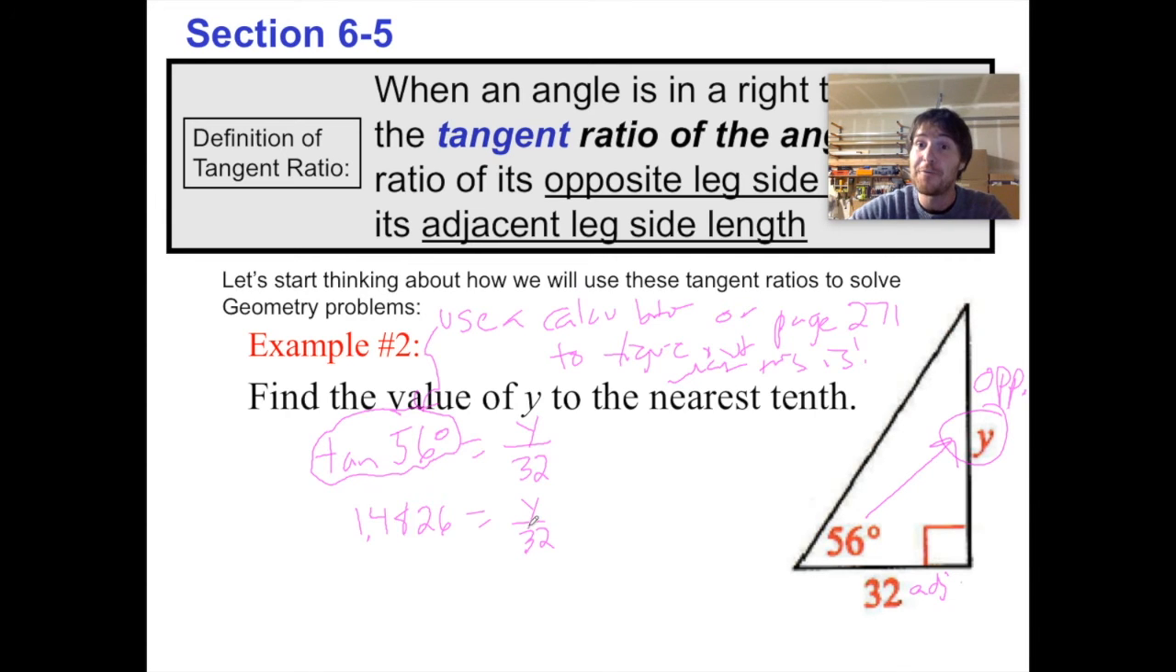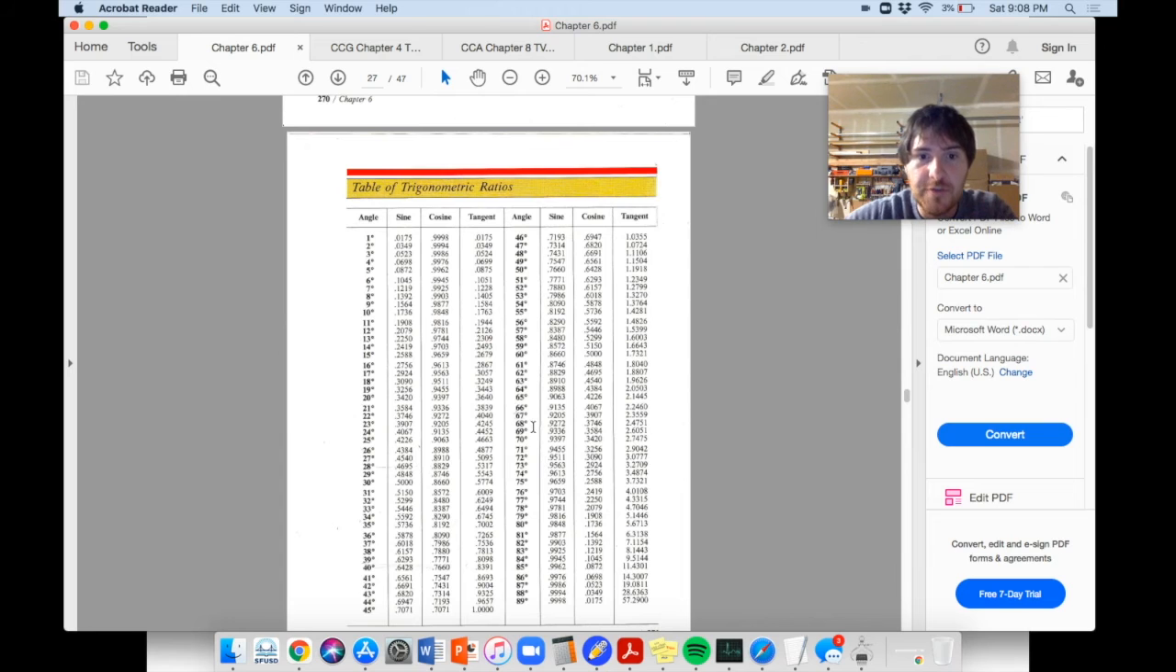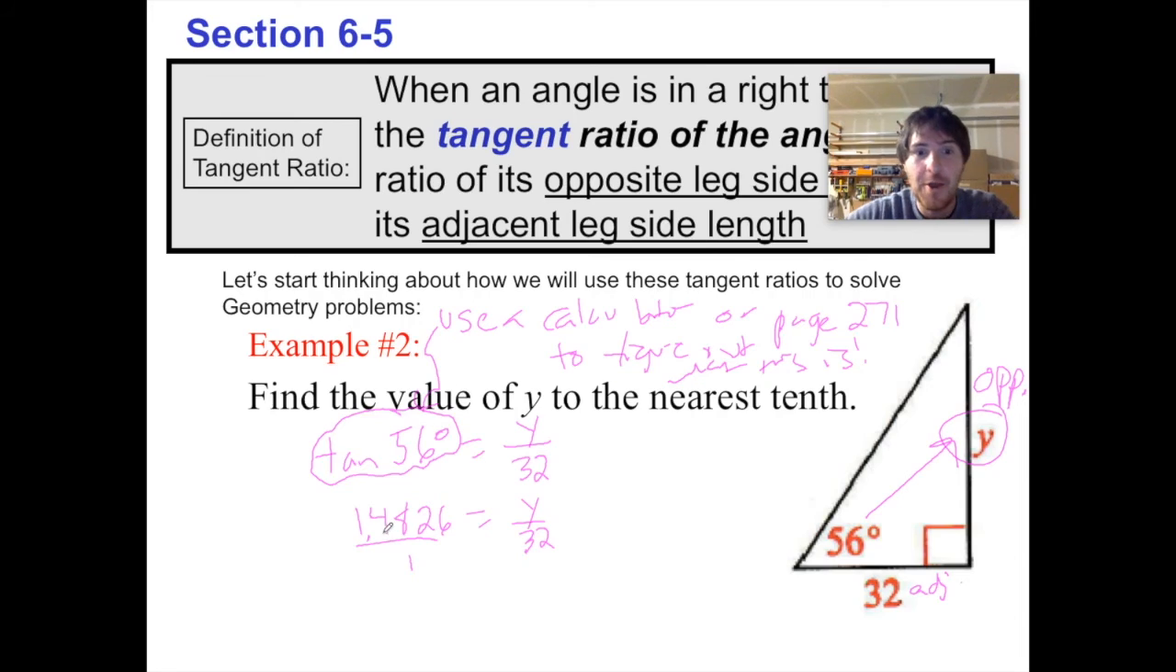And now I need to solve for y. So what do I have to do here? Remember, this is a ratio, 1.4826 to 1. I could have used my trig table to do that too. 56 degrees is right here, and look at that, 1.4826. Calculator or page 271, that's what will tell you your tangent ratios. You don't have to memorize them.